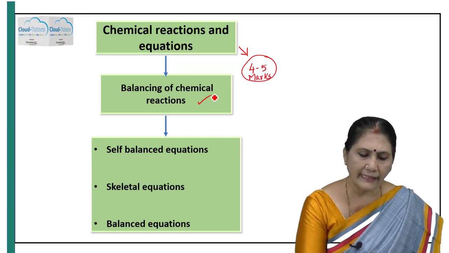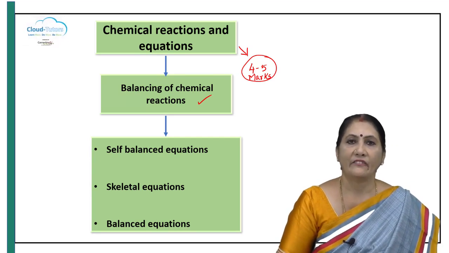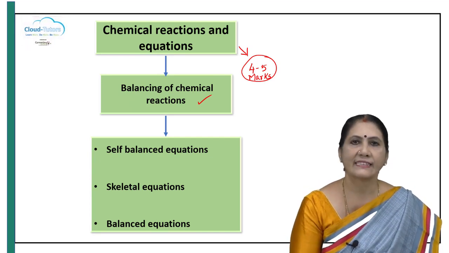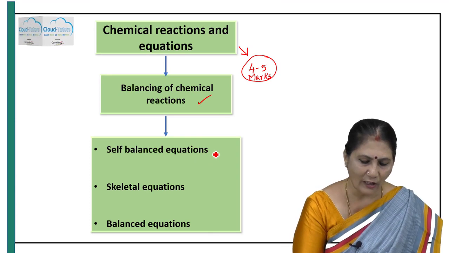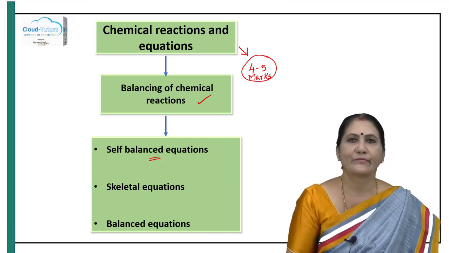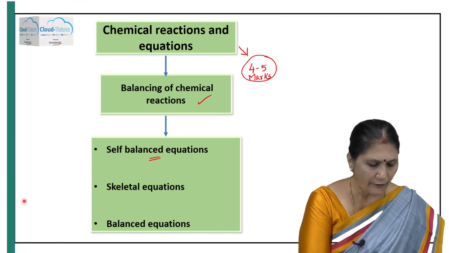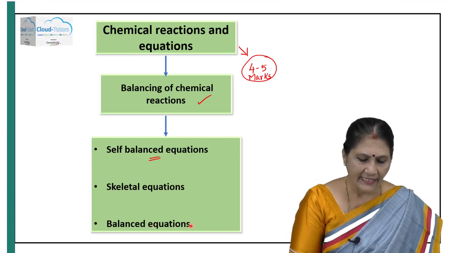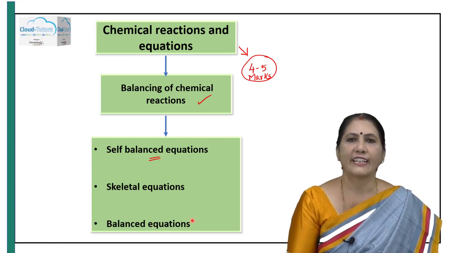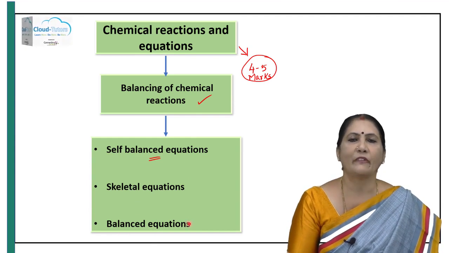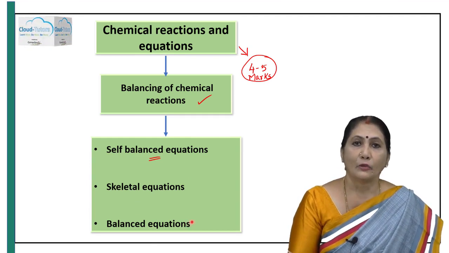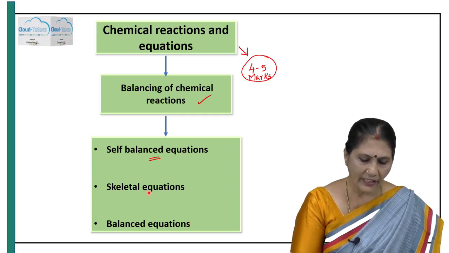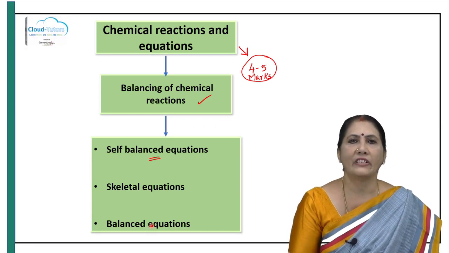Now, in balancing of chemical reactions, we generally have different types of equations. Some of them are called self-balanced equations, whereas some of them are called skeletal equations, whereas the next variety of equations are called balanced equations. Today, we will try to understand self-balanced equation, skeletal equation, and balanced equations.